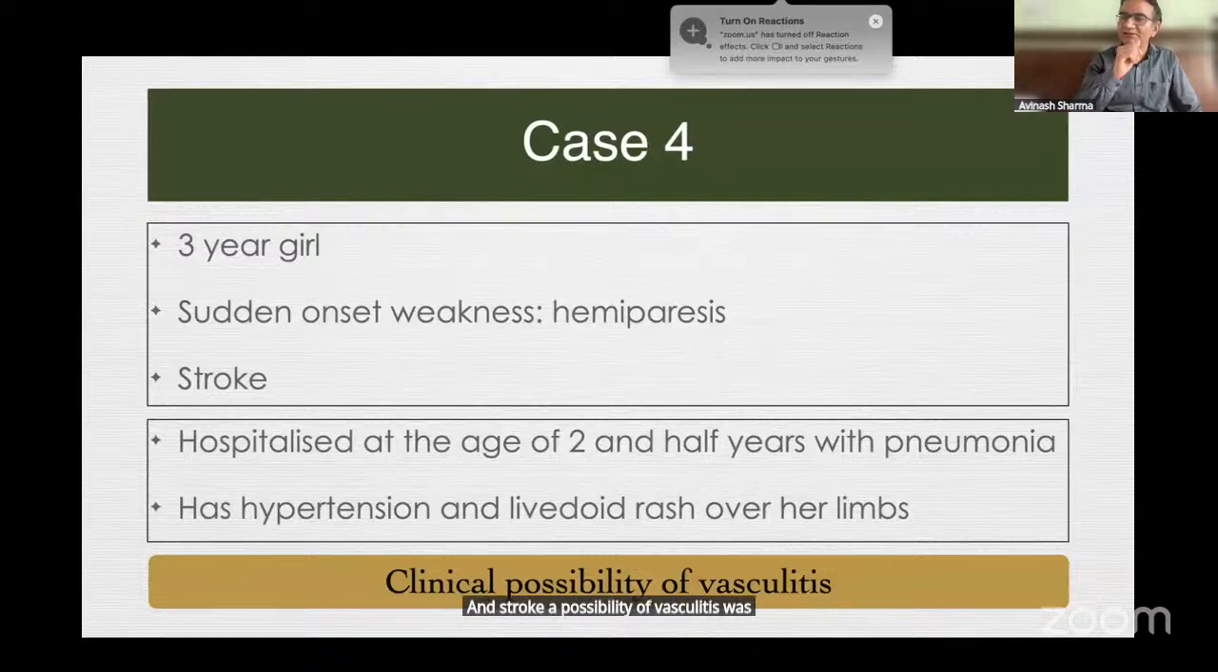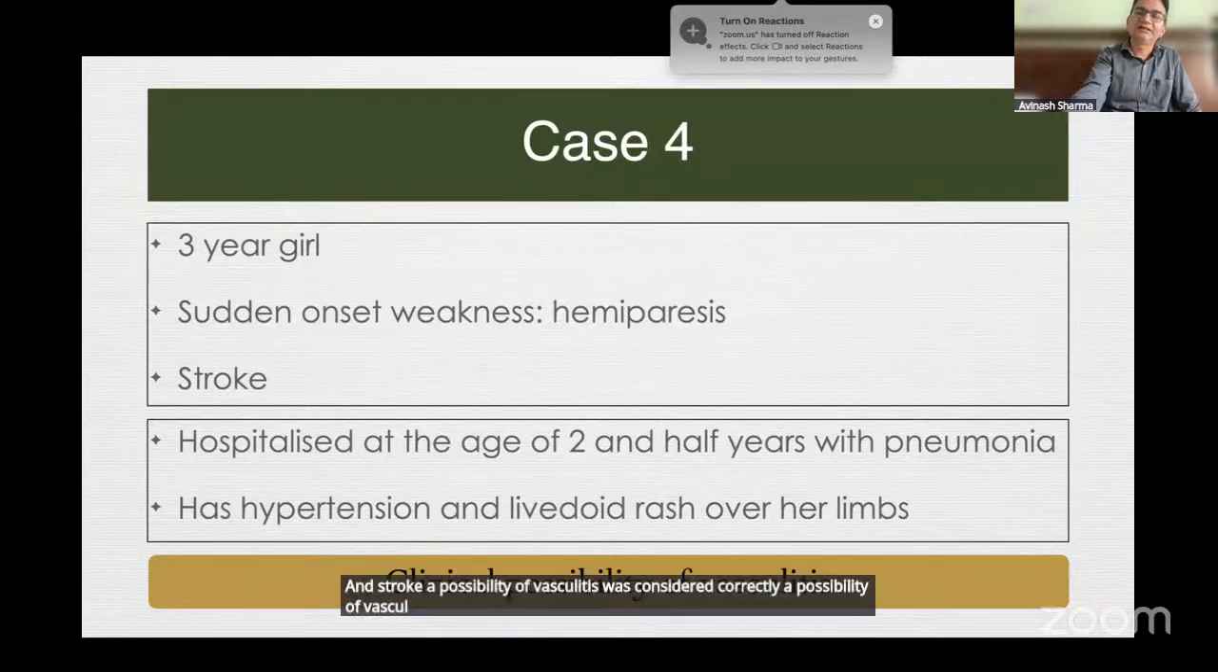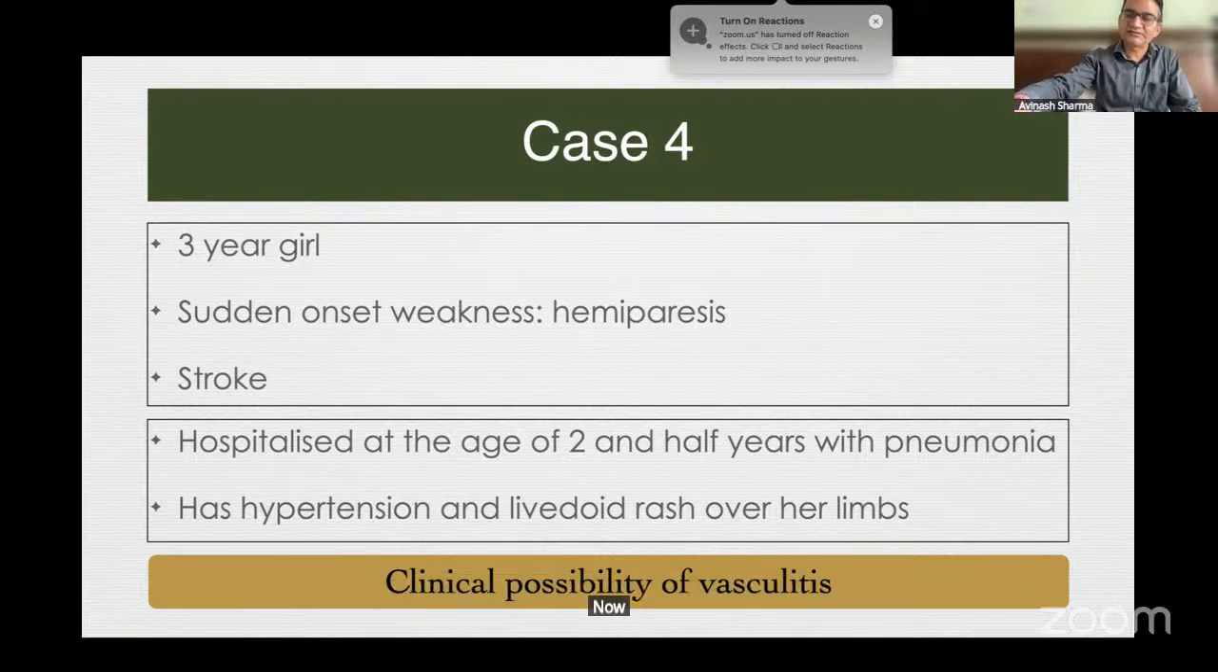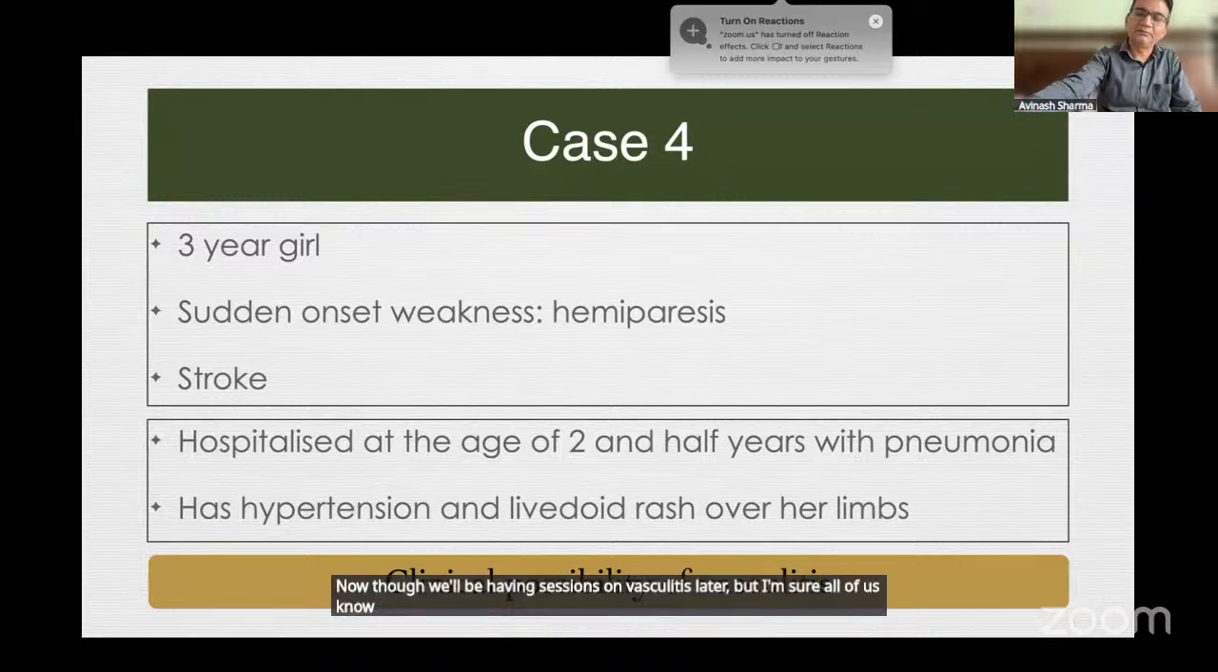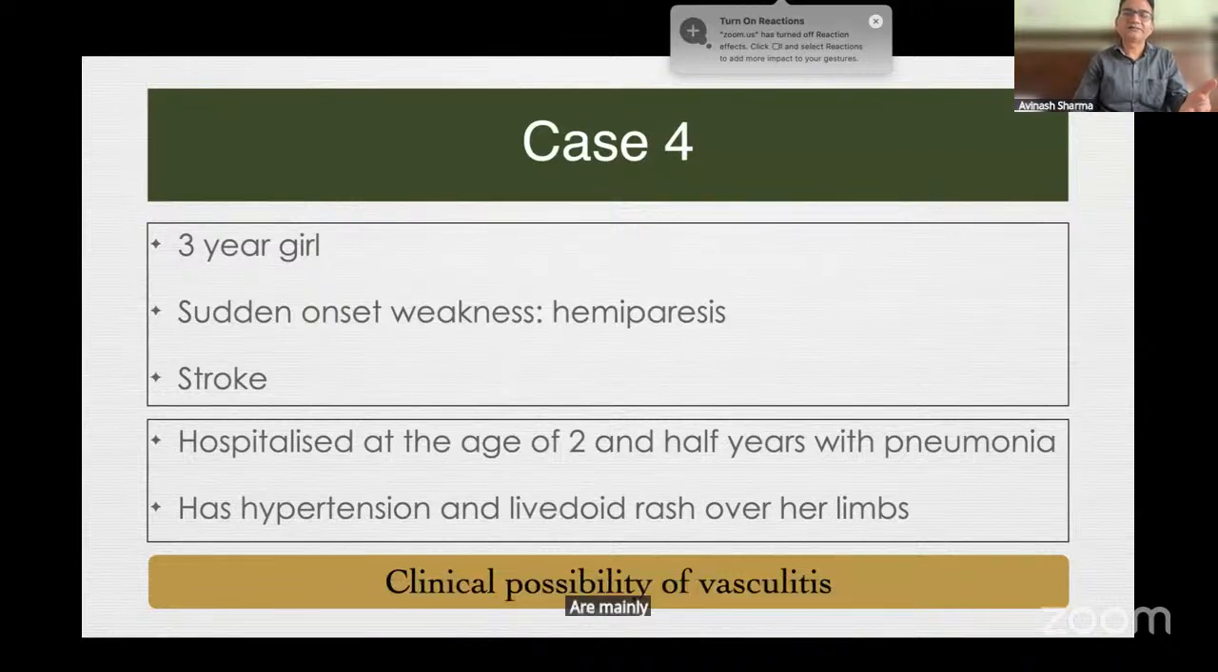Correctly, a possibility of vasculitis was considered in this child. Though we'll be having sessions on vasculitis later, I'm sure all of us know that the common types of vasculitis that we encounter in children are mainly two: IgA vasculitis, also known as HSP, and Kawasaki disease.